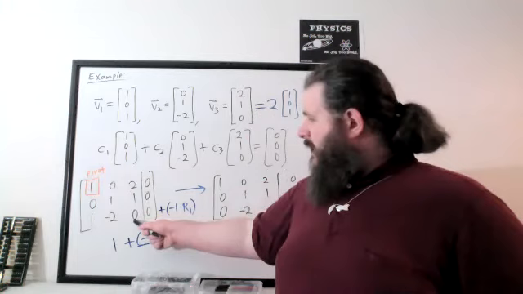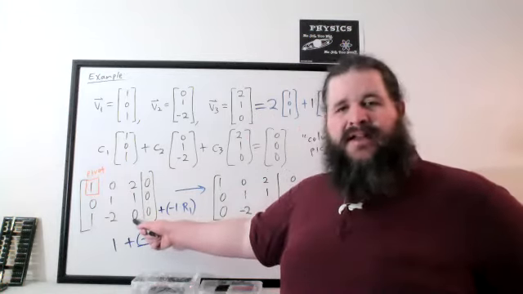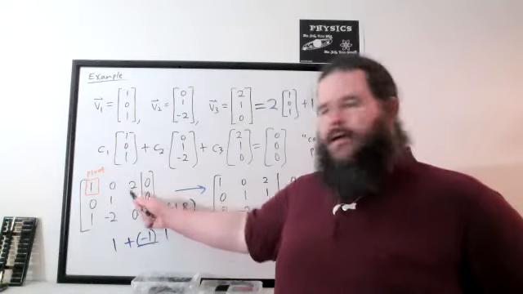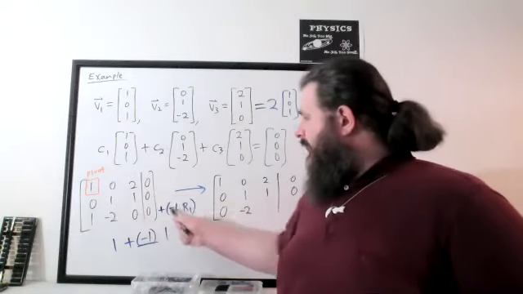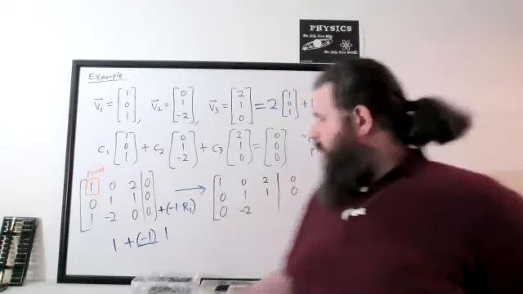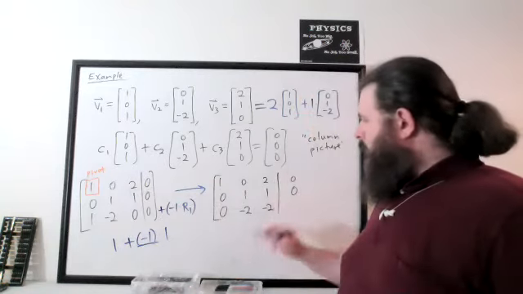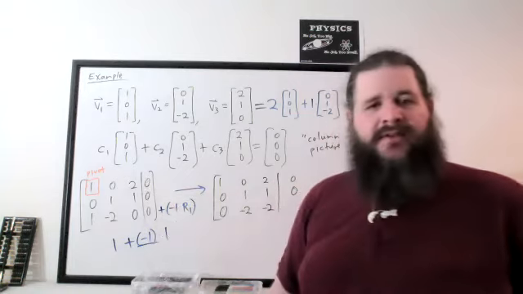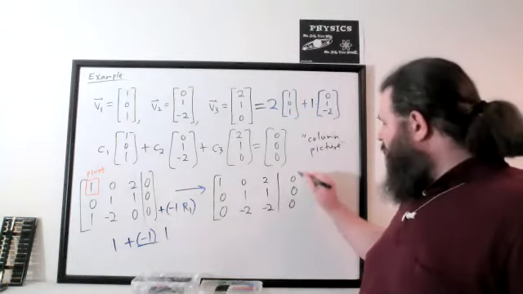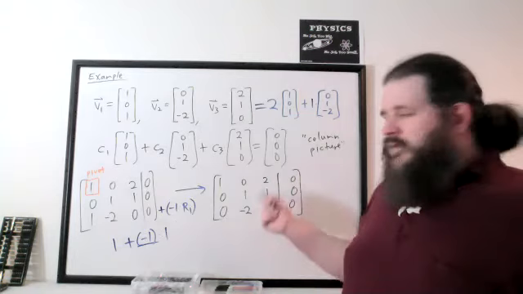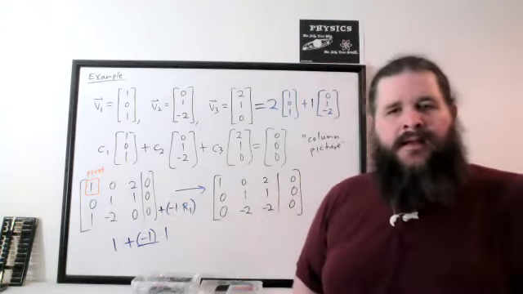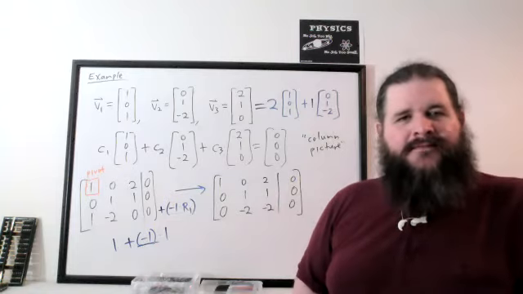And then this 0 here, we're going to take this 0 exactly as it is and add -1 times the 2 from row 1. So 0 plus -1 times 2 would be -2. And then lastly, we've got a 0. We're going to add -1 times 0. That's just 0 plus 0, so it's still 0. So this is the result after we've done that one row operation. Any questions on that so far?